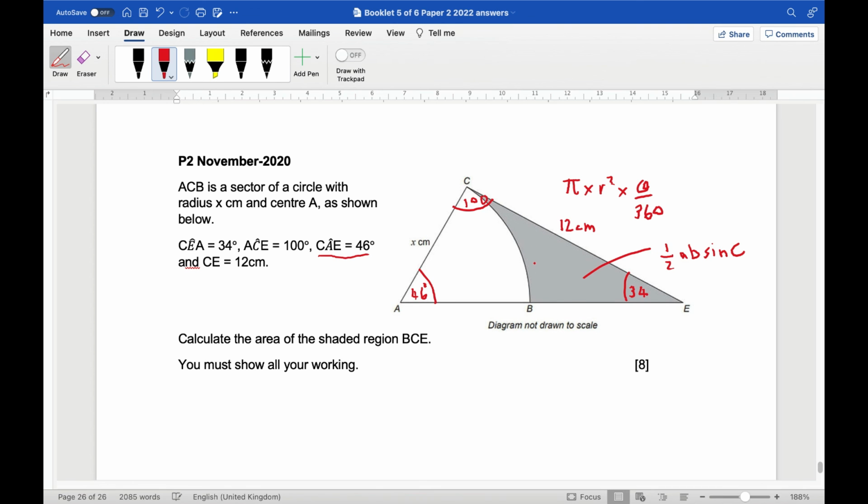In order to work out the area of the sector, this bit, I am going to need to know the radius of the circle. I know the angle, I don't know the radius. In order to work out the area of the triangle, I'm going to need a triplet, side angle side. Well, if I know this, I will have side, this angle, and this side. So I can work out the area of the triangle also. But both these depend on knowing x.